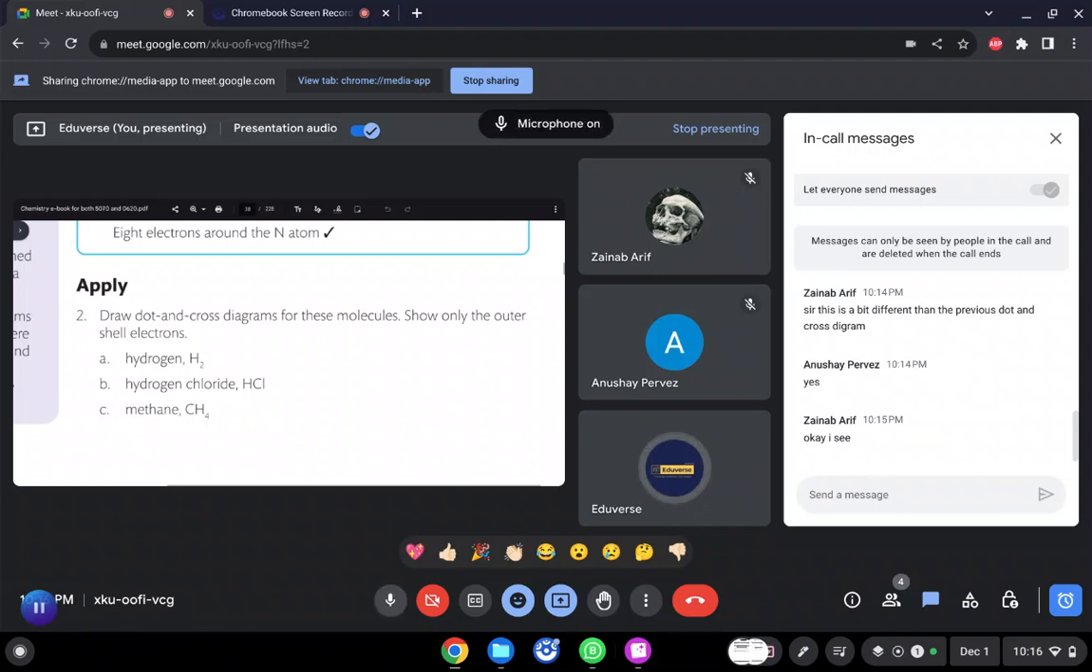Okay, then please proceed and draw the dot and cross diagram for the following.